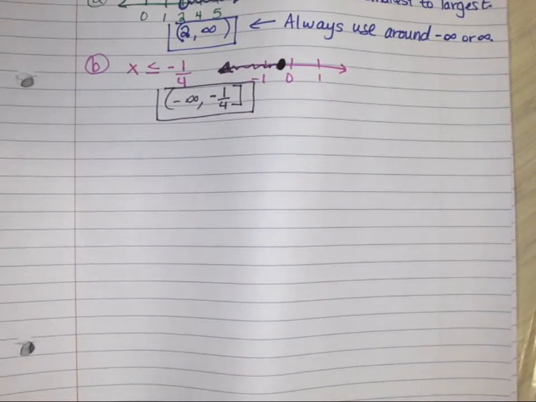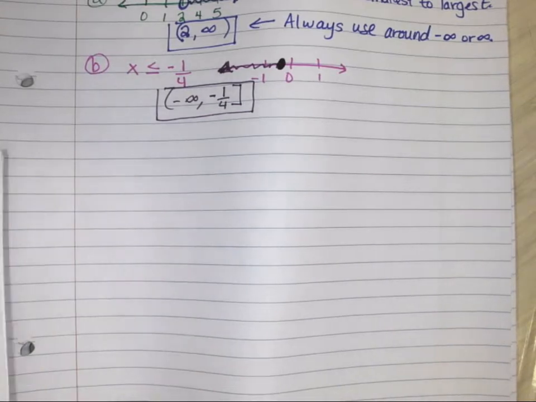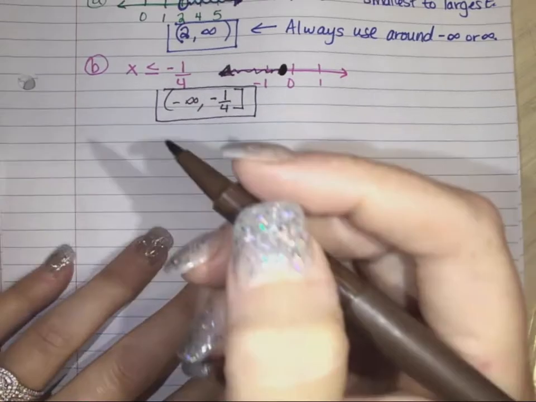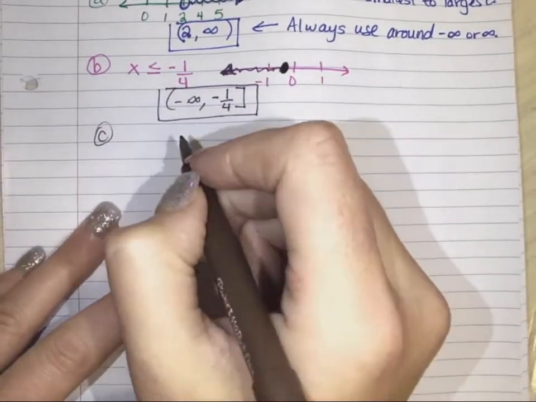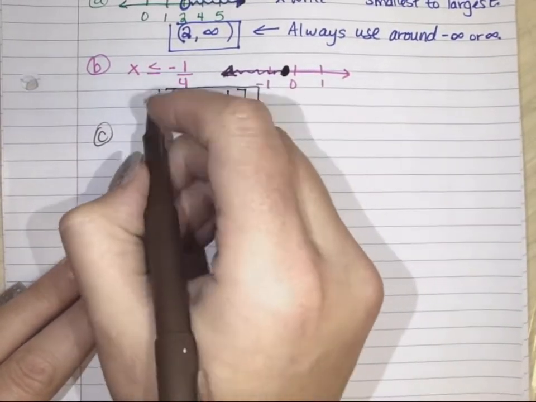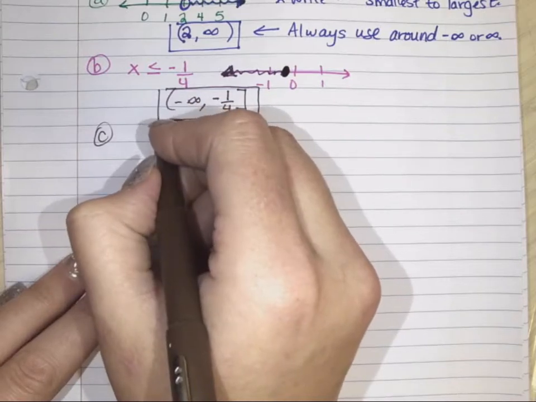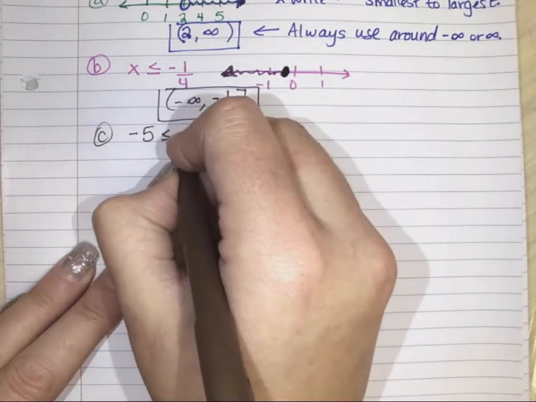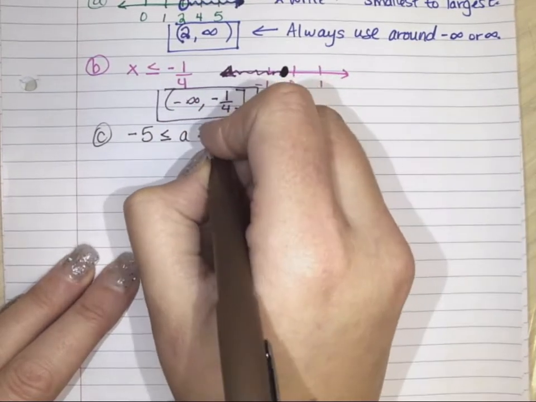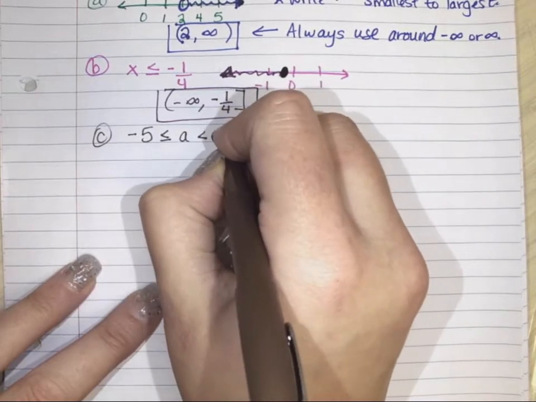All right, one more to show you is a compound inequality where it's sandwiched together. This may be getting us ahead to the next lesson, but it'll be okay. Part C. Let's say I've got the solution set. Well, I'm going to show you two more. From negative 5 less than or equal to a, less than 0.5.